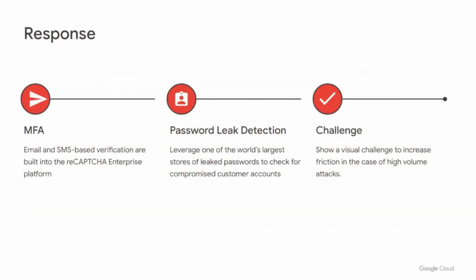And with that, I'll go over some of the native responses offered by reCAPTCHA Enterprise in order to keep your business safe. The first is multi-factor authentication, and we offer email and SMS-based verifications built right into the reCAPTCHA Enterprise platform. The second we'll offer is our password leak detection. So you're able to leverage one of the largest stores of passwords and usernames available on the internet in order to detect pre-compromised accounts and alert your security teams and even your users that their accounts may be at high risk and that you can take additional protective measures for them.